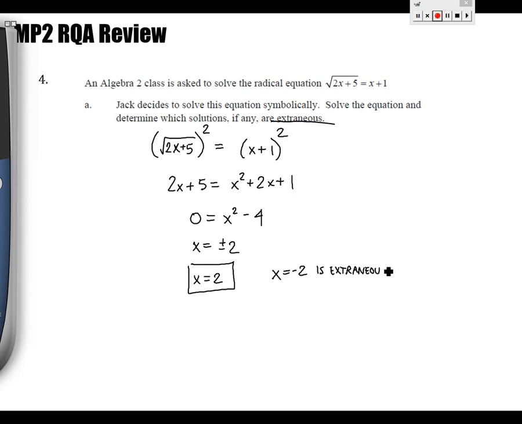Which, by the way, remember, means a solution that arises from legal algebra, forward inferences, and yet does not actually satisfy the original equation.